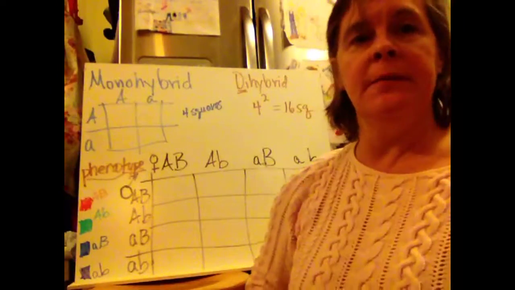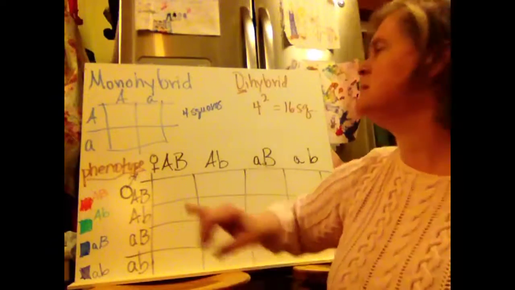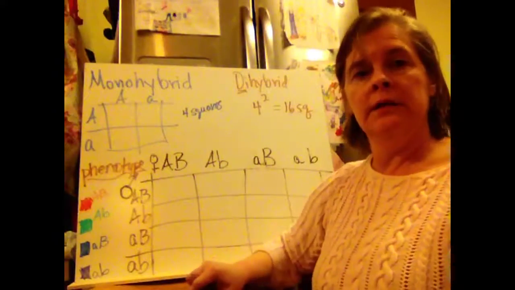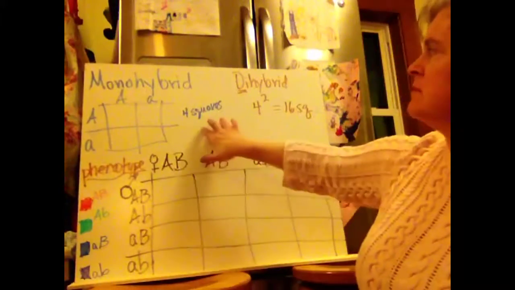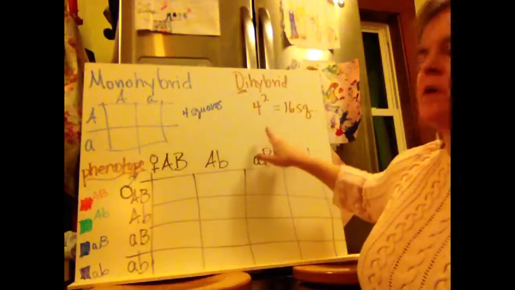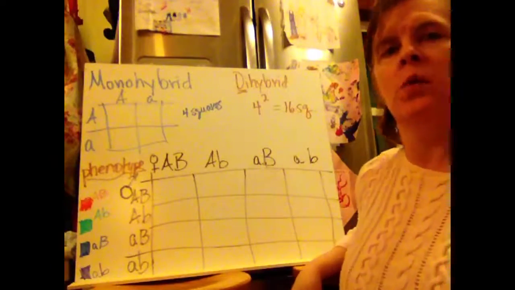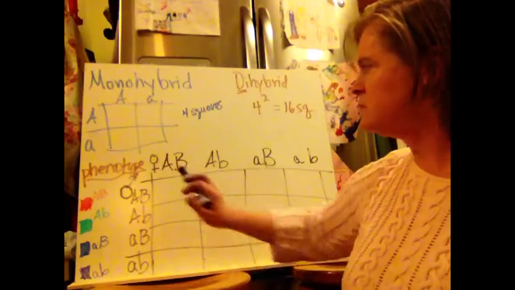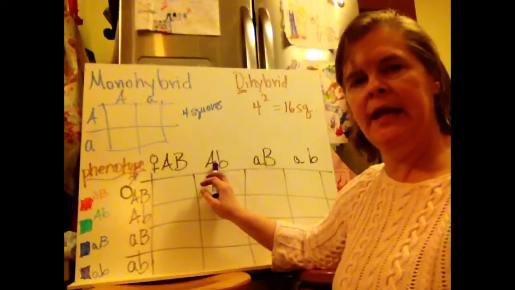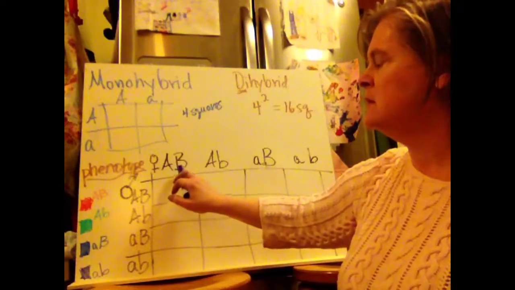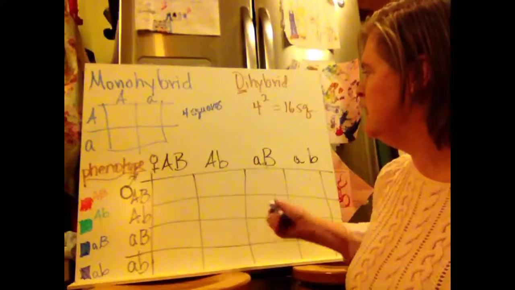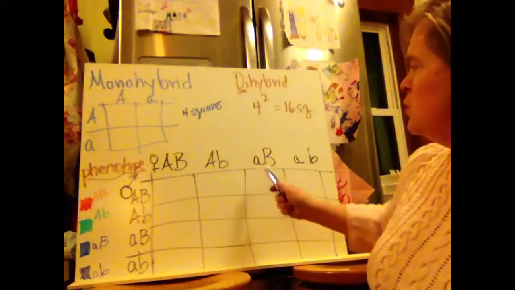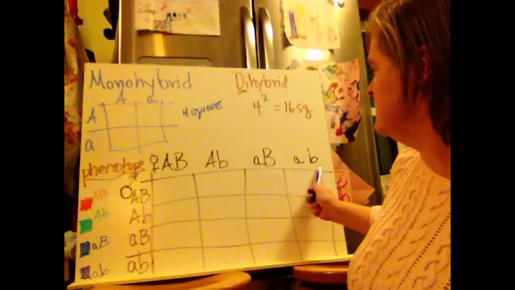In trying to determine proportions or probabilities, when we did the monohybrid cross, one allele, we had 4 squares. In the dihybrid cross, we're going to have 4 squared, or 16 squares. And the way that works, we have the dominant A with dominant B and recessive b. Then we have recessive a with dominant B and recessive b.